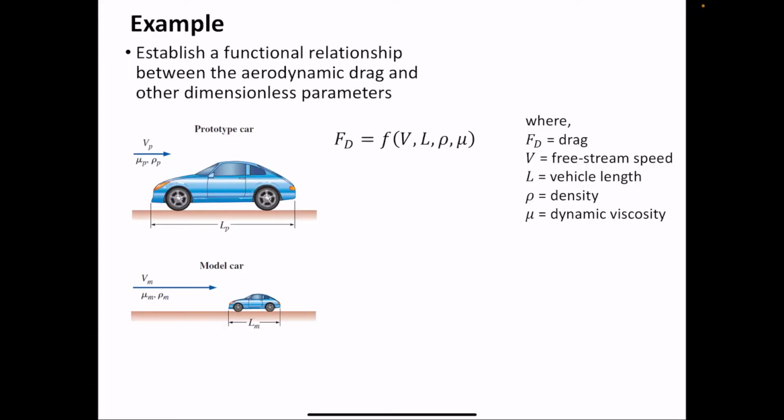Let's look at one example. We want to establish a functional relationship between the aerodynamic drag and other dimensionless parameters, meaning that, let's say the aerodynamic force acting on the car, Fd, is a function of the velocity, the length, the density of the fluid, and the dynamic viscosity of the fluid. Then we can write the functional relationship.